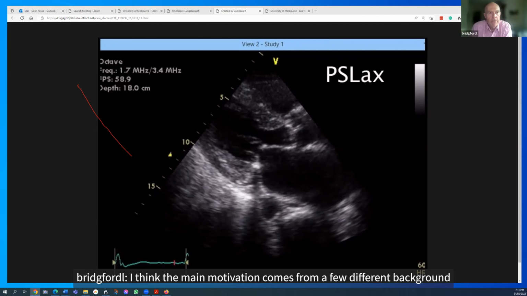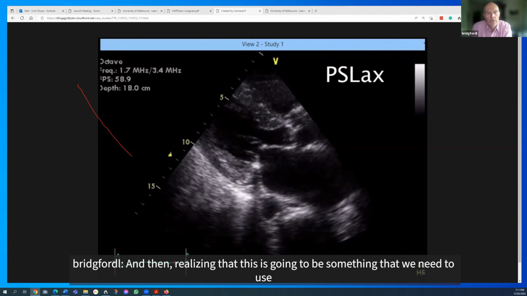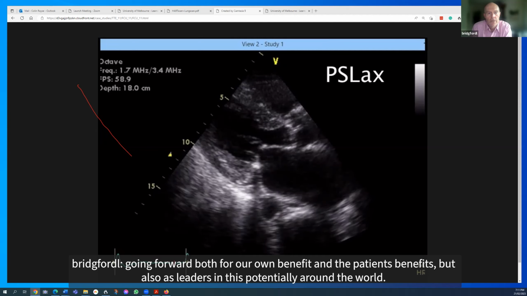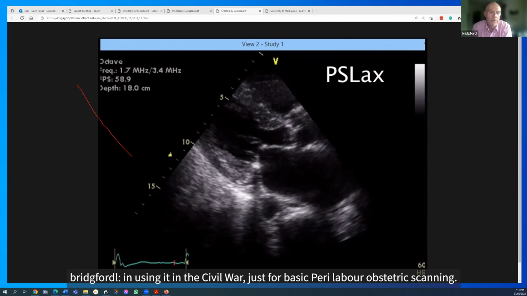I think the main motivation comes from a few different background experiences, and then realising that this is going to be something that we need to use going forward, both for our own benefit and the patient's benefits, but also as leaders in this potentially around the world. The story of my initial use of this was being partly self-taught in using it in the Rwandan Civil War just for basic peri-labour obstetric scanning.